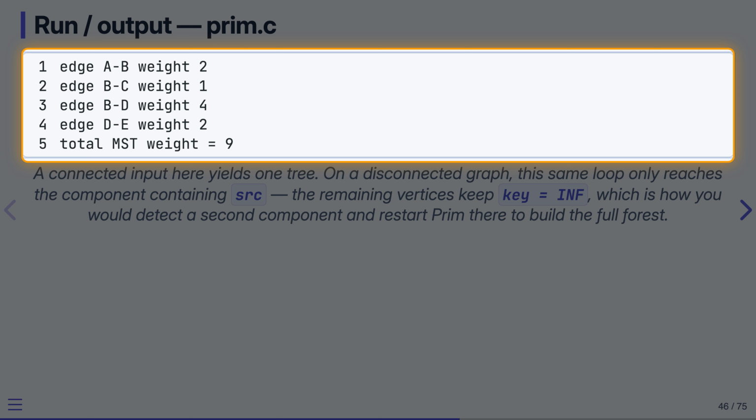Let's run prim.c and read its output. It prints the 4 tree edges: A to B with weight 2, B to C with weight 1, B to D with weight 4, and D to E with weight 2. The total minimum spanning tree weight is 9.